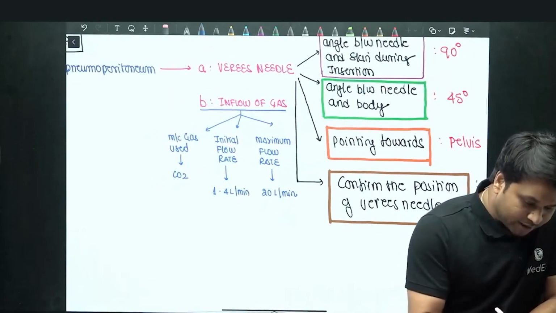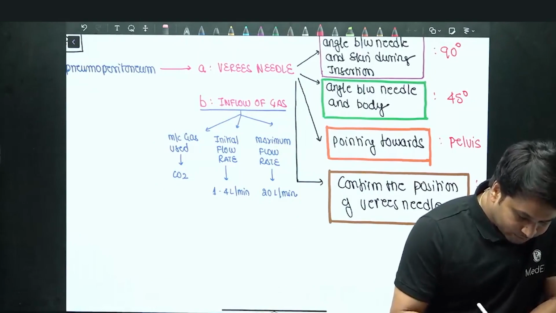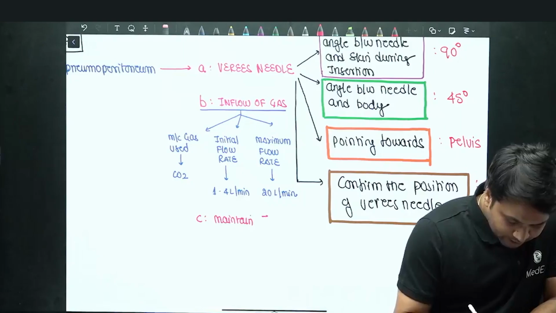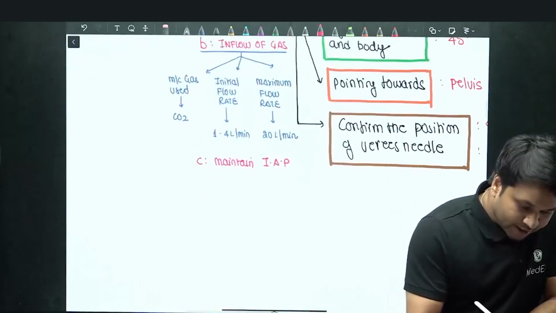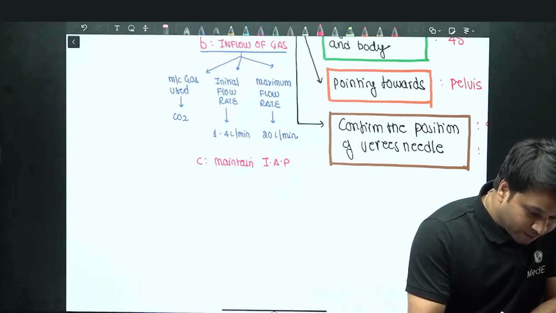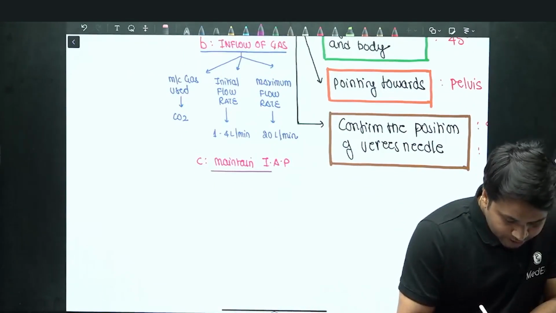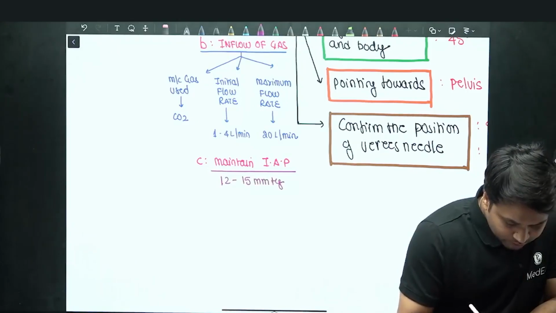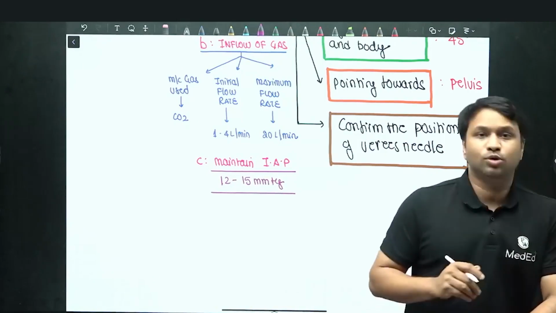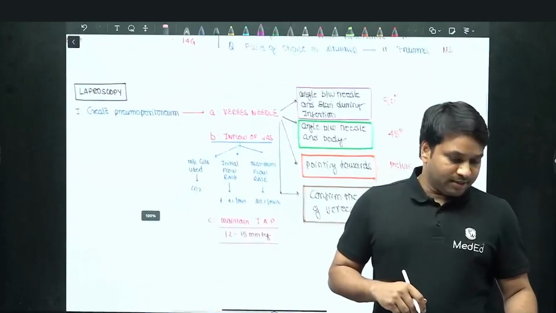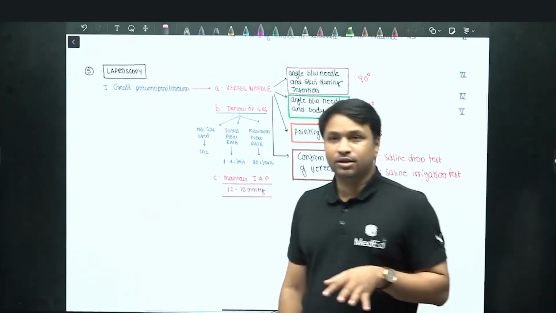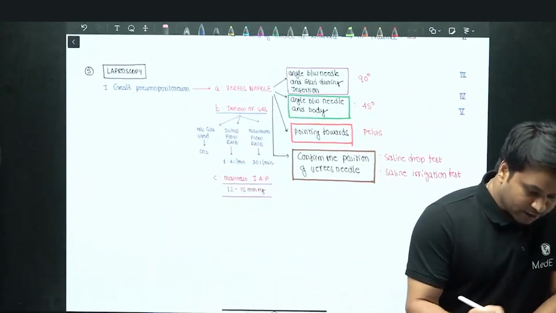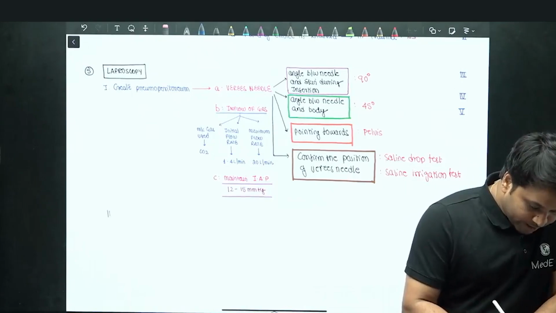Now remember, the third thing is to maintain the intra-abdominal pressure, and remember the pressure that is expected to be maintained. The pressure that is expected to be maintained is between 12 to 15 millimeters of mercury. No less, no more, right? So this is with respect to the Veress needle and how you create a pneumoperitoneum. The second thing, as an undergraduate you should know, is about the instrument placement.